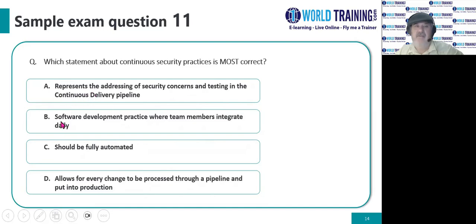It's not a bad answer. Software development practice where team members integrate daily. That's more about continuous integration. That's not continuous security. Should be fully automated. As much as possible, that's true, but that's not really as good as A. D allows for every change to be processed through a pipeline and put into production. That's more about deployment. So I think the best answer here is A.